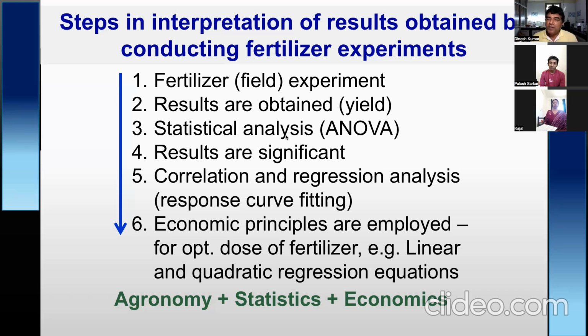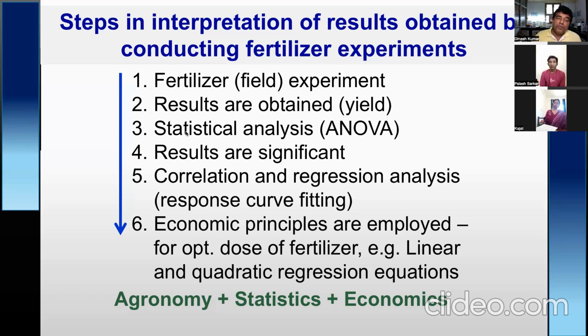And then compare the calculated value with the table value. If your calculated value is greater than the table value, then your results are significant. It means this variation is genuine, and not due to some chance factor. So this is how we do the F test. F test significant means your treatment differences are significant at the prescribed level of significance.